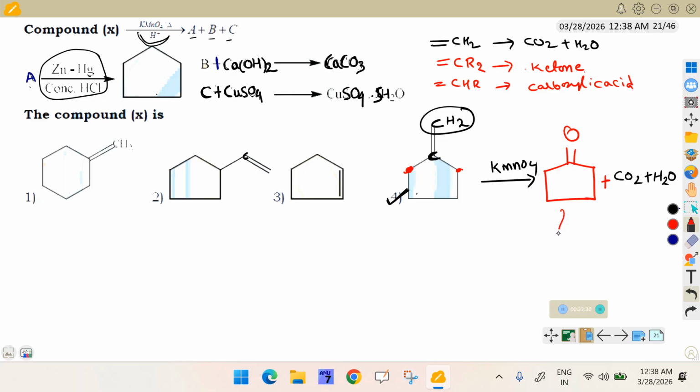Yes. Now it reacts with zinc amalgam. Then the carbonyl group is converted to alkane. Zinc amalgam and concentrated HCl, alkane is formed. This is Clemmensen reduction. B is CO2. CO2 reacts with Ca(OH)2, CaCO3 is formed. H2O reacts with CuSO4. C is H2O. Based on that, the correct option is the fourth option.